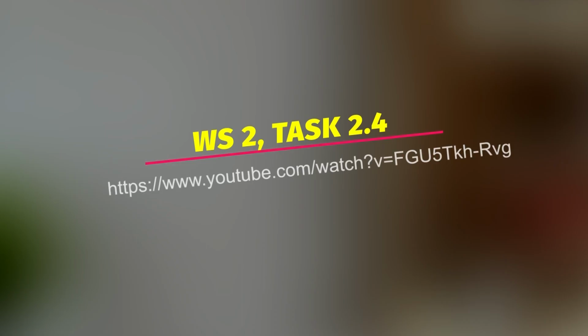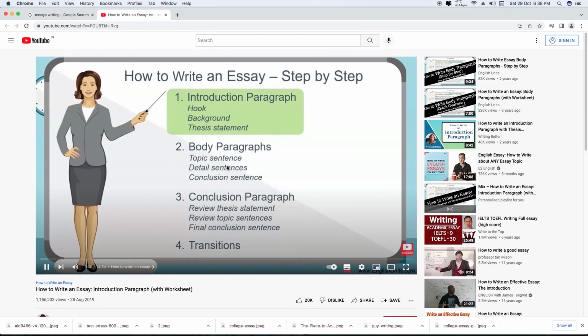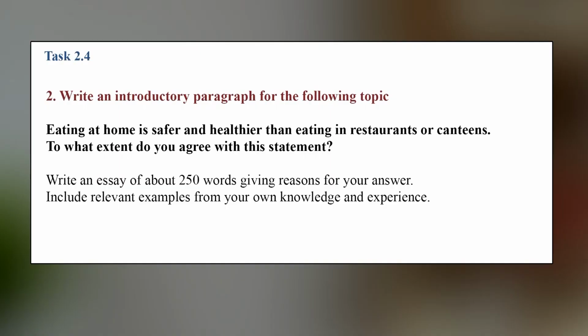For the next task, that is 2.4, you have to do 3 things. First, you have to watch a video which focuses on writing an introductory paragraph. Then write an introductory paragraph to the following topic, just the introduction. You don't have to write the body and the conclusion. The topic is also very simple and interesting. Eating at home is safer and healthier than eating in restaurants or canteens. To what extent do you agree with this statement?